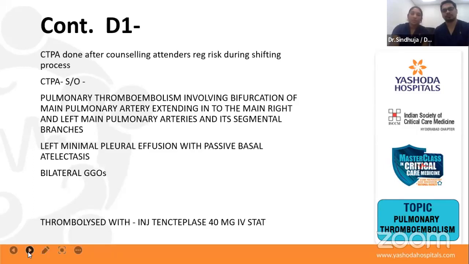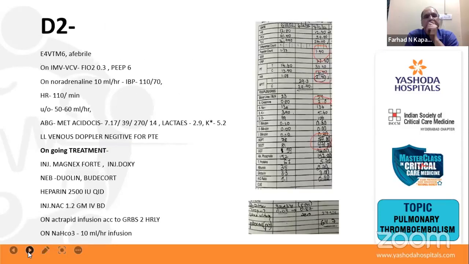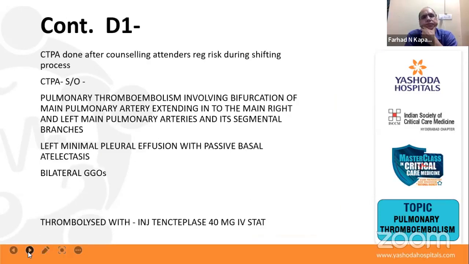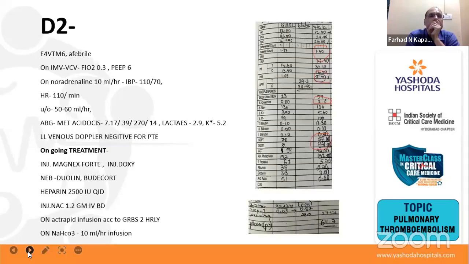Day 2, she was conscious, afebrile, on mechanical ventilation. No, you haven't told me where we are with the noradrenaline. Still on or off? Okay, it's still on. Still on noradrenaline, sir. So after the thrombolysis, the BP didn't come up. Noradrenaline support requirement has come down, sir, compared to previous.